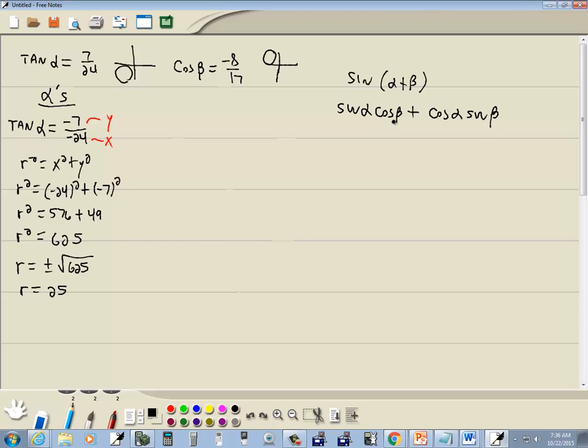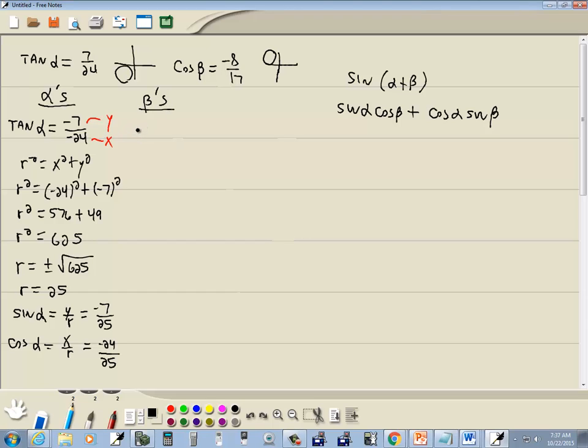Now for alpha, we need sine alpha and cosine alpha. Sine alpha is going to equal y over r. Y we said was negative 7, and r is 25. And we also need cosine alpha, which is x over r. And x was negative 24, and r is 25. Okay, now let's move on to the betas.